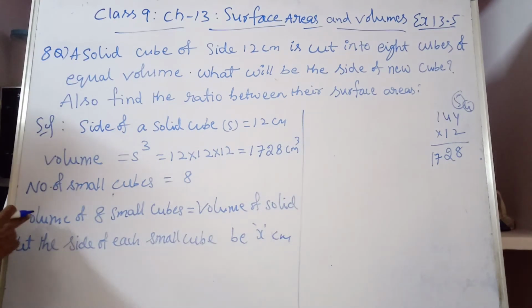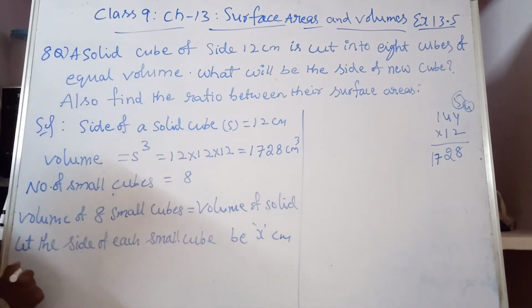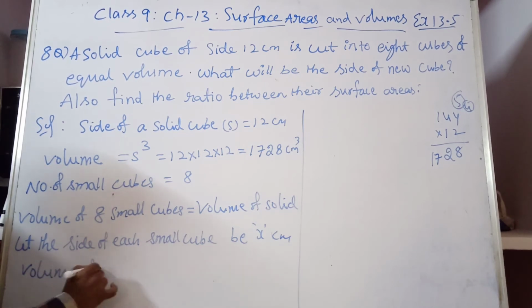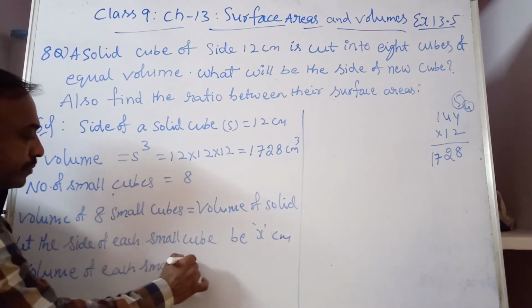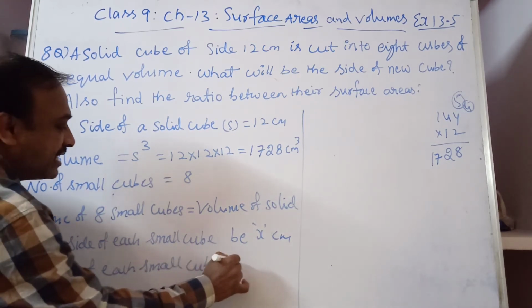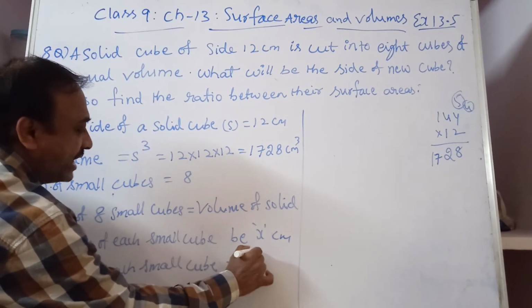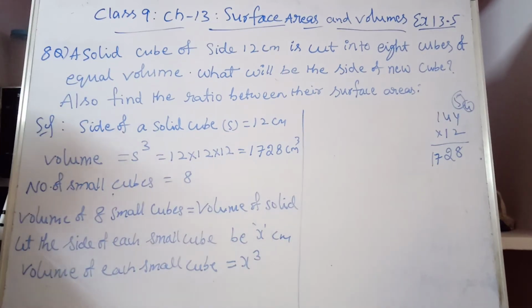Then the volume of each small cube is equal to x into x into x, x cube. Volume of each small cube is x cube.